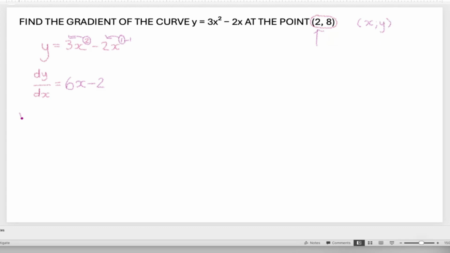So now you can write when x is equal to 2, then the derivative of y with respect to x is equal to 6 multiplied by 2 minus 2. Okay, 6 times 2 is equal to 12, minus 2 is equal to 10. So the value will be 10 when x is equal to 2. So then you can say that the gradient at this specific point is equal to 10.